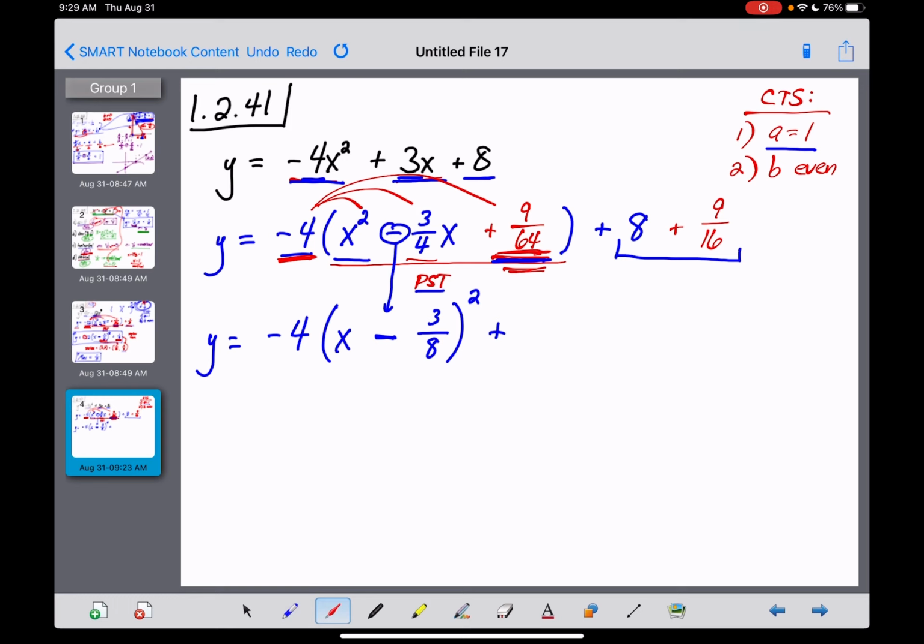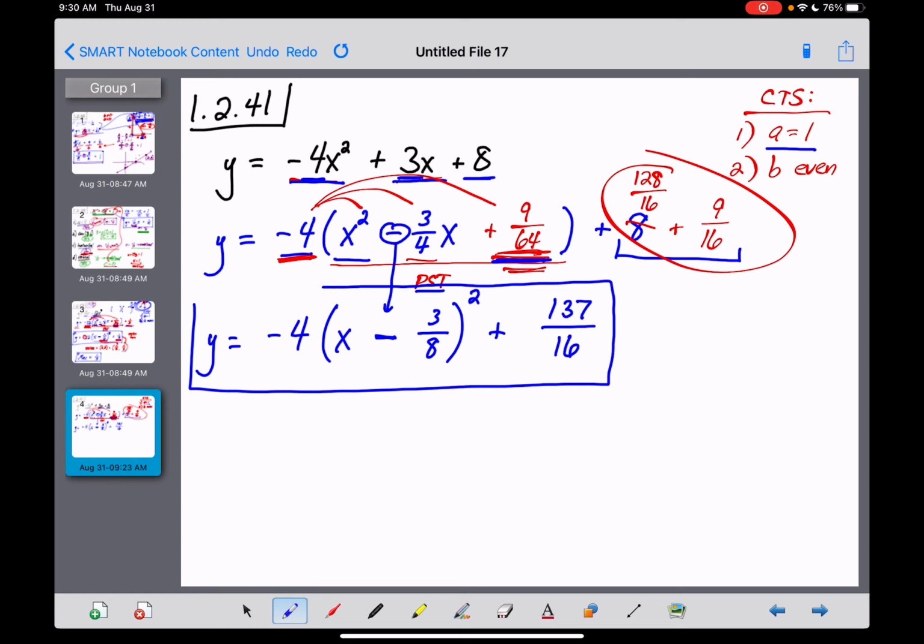Let's see, 8 times 16, well, 8 times 8 is 64. We would double that to get 128 over 16, and when we add 128 over 16 and 9 over 16, that is going to get us 137, gee, this is fun, over 16. And guys, that's pretty horrific, but that is the original equation we were given, now put into vertex form. Now let's answer the rest of the question.